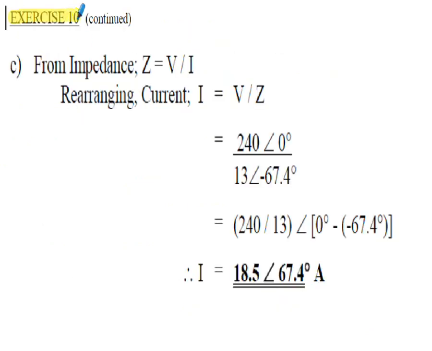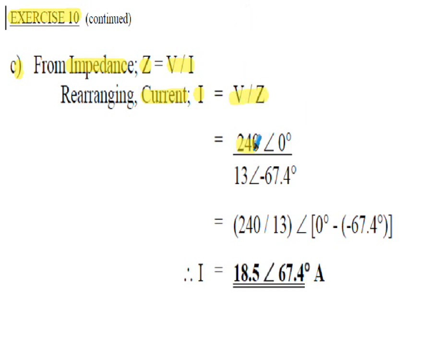Exercise 10 continued, part C. We're asked to find the current in part C. So from the impedance, Z is equal to V divided by I. We rearrange to find the current I, so multiply both sides by I and divide both sides by Z. We get I is equal to V divided by Z.